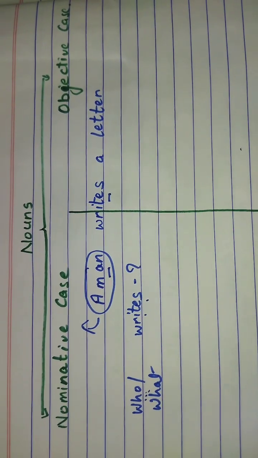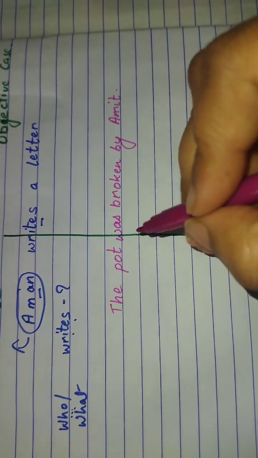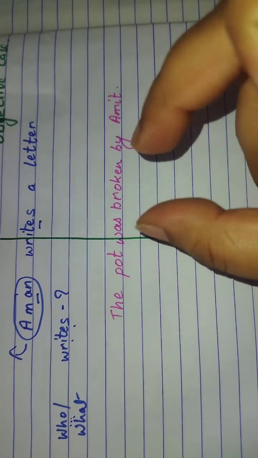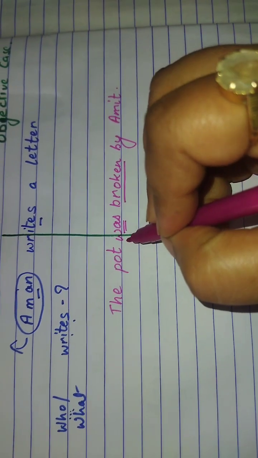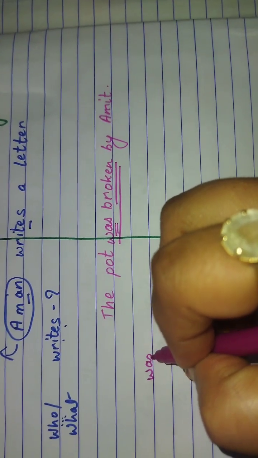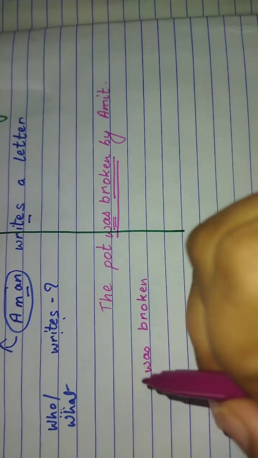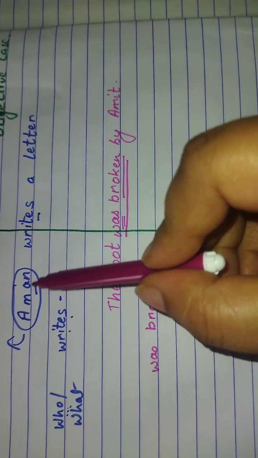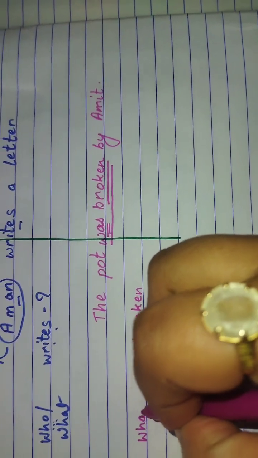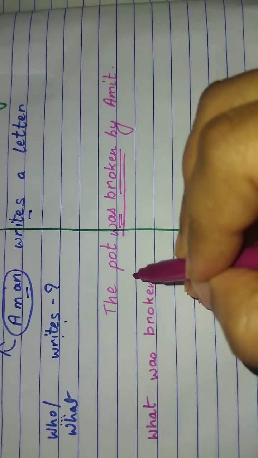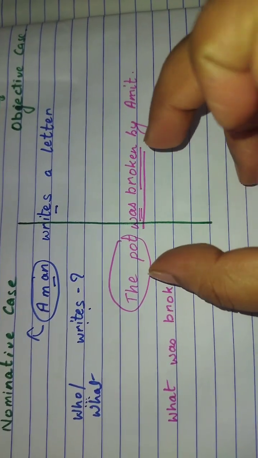I'll give you one more example. Here's another example: The pot was broken by Amit. Now what is the verb here? First you have to find out the verb. The verb here is broken along with was. Was is the helping verb here. So the verb is was broken, and you have to use two words, who and what. For the earlier sentence we asked who writes? Aman writes. But here something is broken, so it's better to use the word what. What was broken? The pot. So which noun is in the nominative case?